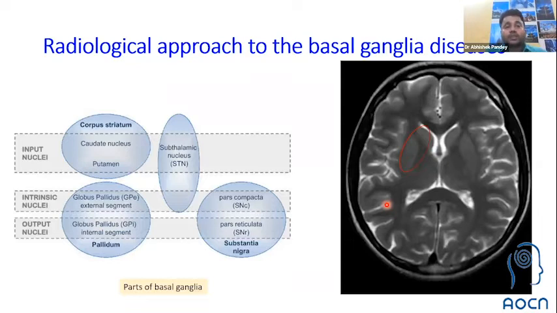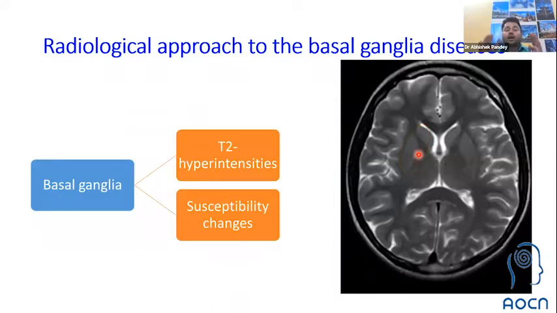So today's topic will be a radiological approach to basal ganglia disease. In the anatomy of the basal ganglia, we know that it has been divided into the corpus striatum, which is basically formed by the caudate nucleus, the putamen and the globus pallidus, and there are other areas, the subthalamic nucleus as well as the substantia nigra. So we'll be discussing the radiological approach to basal ganglia disease, mainly focusing on the T2 hyperintensities and the susceptibility changes.